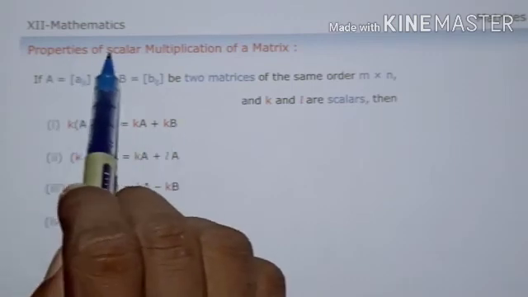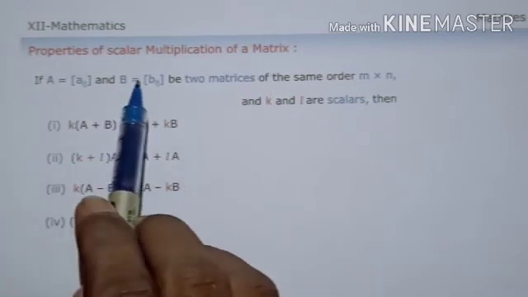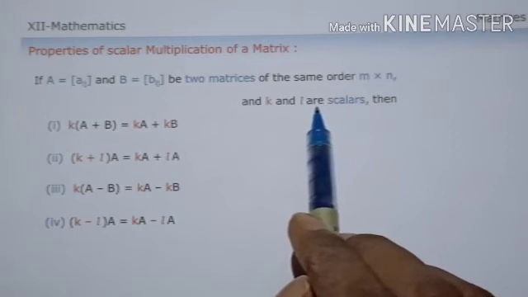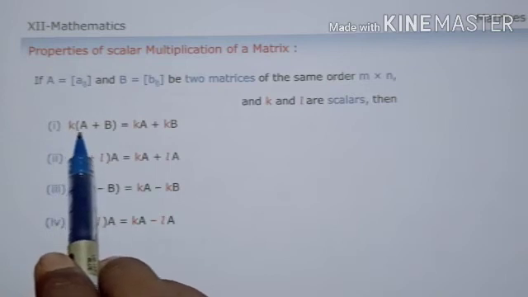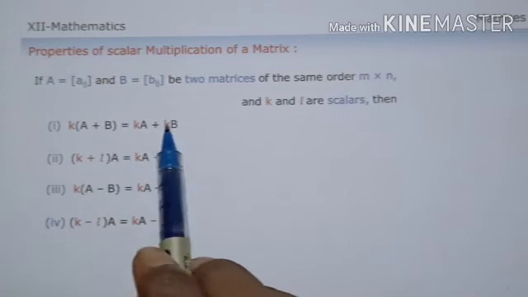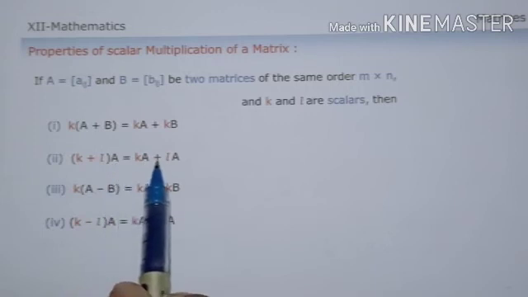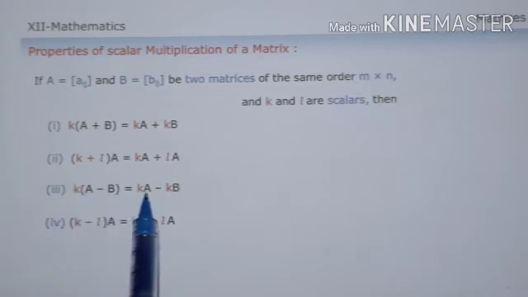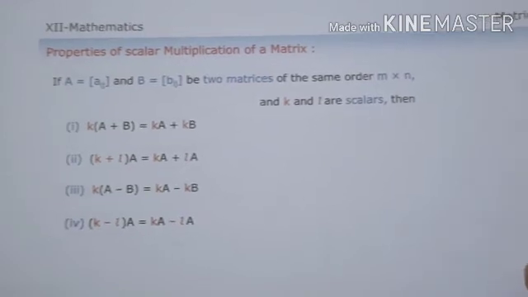Now, properties of scalar multiplication of a matrix. We consider A and B to be two matrices of the same order m by n, and k and l are scalars. Then property 1: k into (A plus B) is equal to kA plus kB. Similarly, (k plus l) into A is equal to kA plus lA. Similarly, another property: k into (A minus B) is equal to kA minus kB. Then the fourth one: (k minus l) into A is equal to kA minus lA. Very easy properties of scalar multiplication of a matrix.